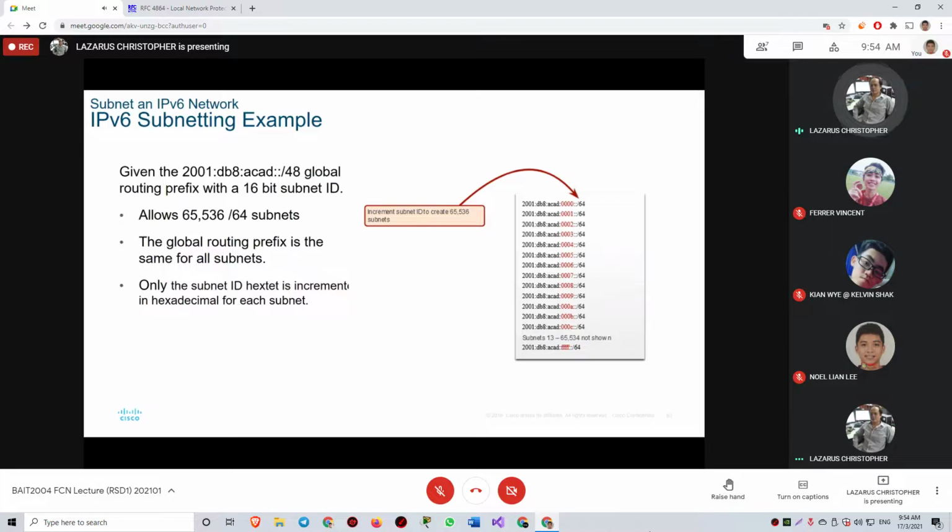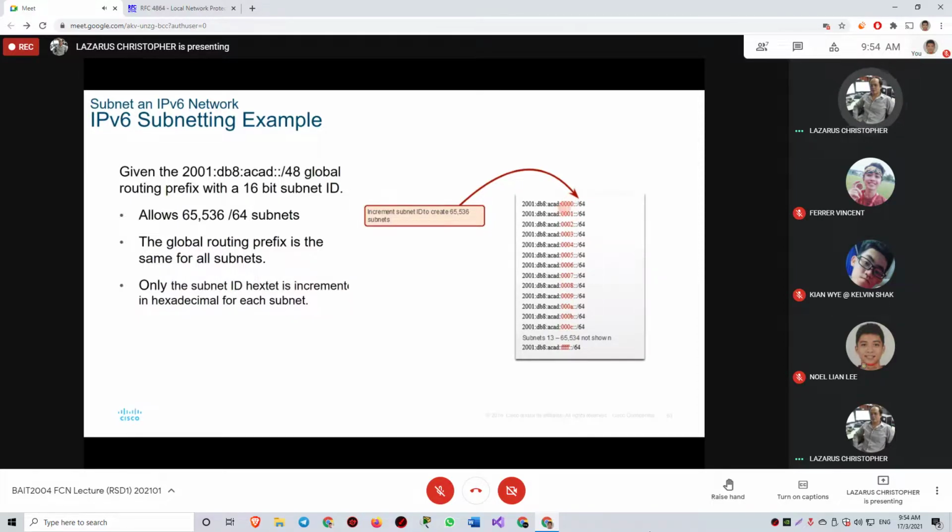With only one global routing prefix, with the differentiation given by the 16-bit subnet ID, you can have that many subnets. So that's a lot, 65,000 networks. Here it indicates that the global routing prefix is the same for all subnets. That means your ISP will give you that global routing prefix, and it will be the same because it's the only one given by the ISP to you. Then you differentiate your network by varying the subnet ID.